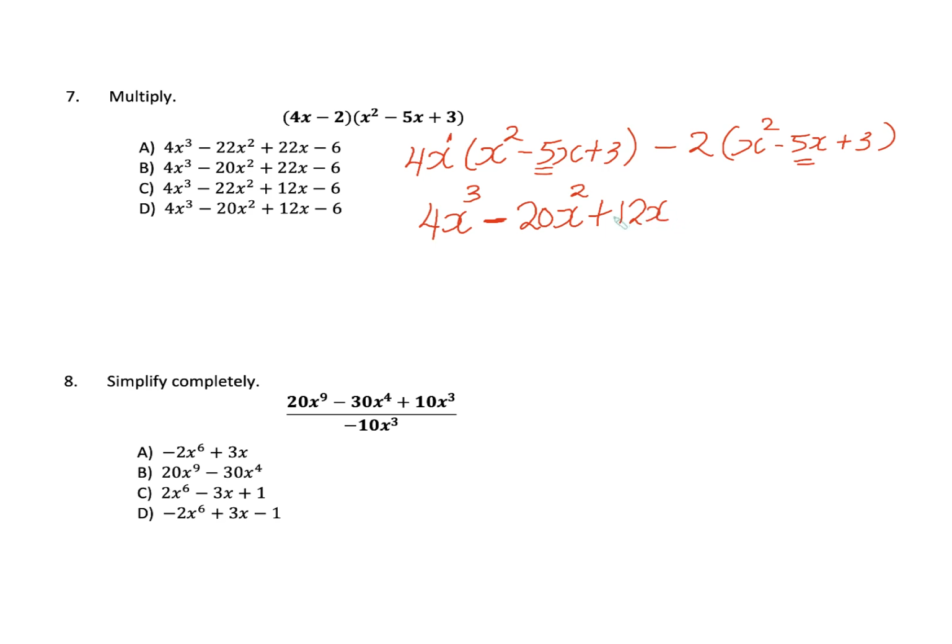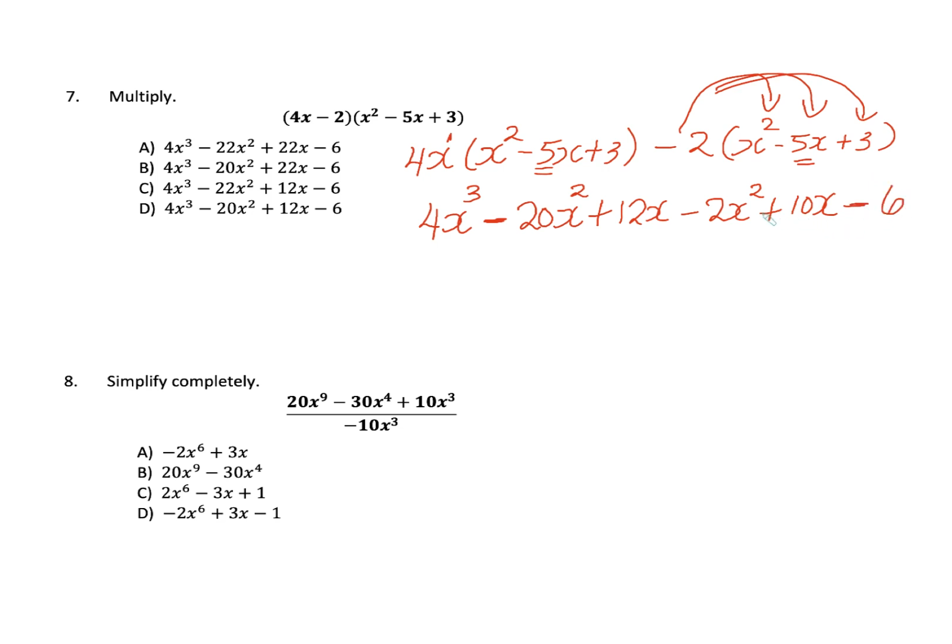Now, I always tell my students, you know you're on the right track because with these problems, you have 3, 2, and then 1. So for these first 3 terms, it should go 3, 2, and then 1. Now, I'm going to distribute the negative 2 into the second one. Negative 2 times x squared is negative 2x squared. Negative 2 times the negative 5x is positive 10x. Be careful with your signs. And negative 2 times positive 3 is negative 6.